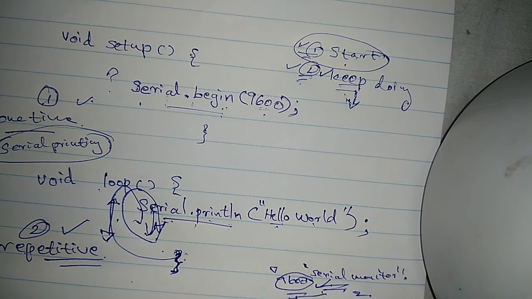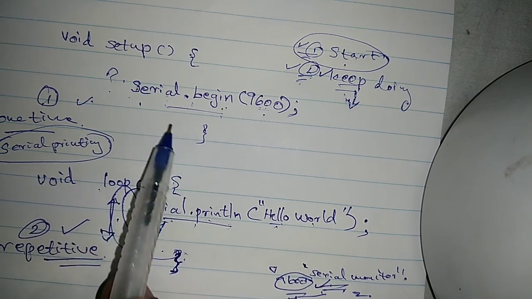So I hope you can understand this, and I hope you can understand the logic of these two blocks with the help of the serial printing.